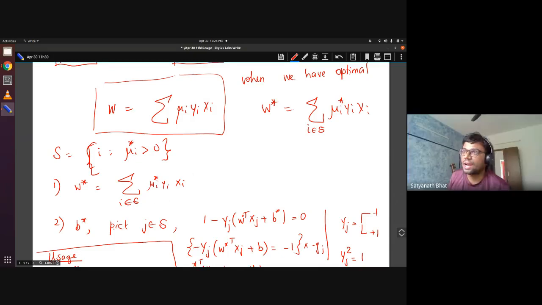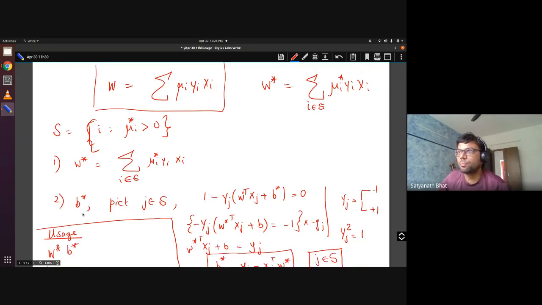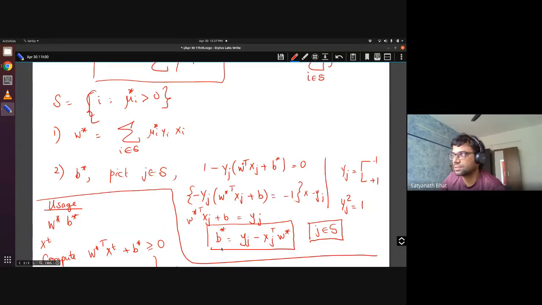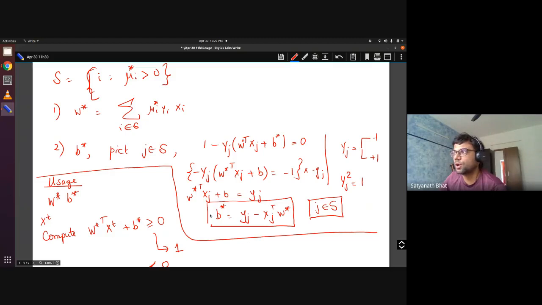Yes, sir. And to solve for B star, I know that for all support vectors, this particular thing is equal to 0, correct? Yes, sir. Then we'll construct B from that. That's complete then. So you got W star and you got B.